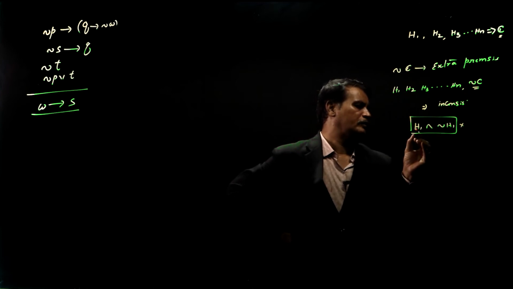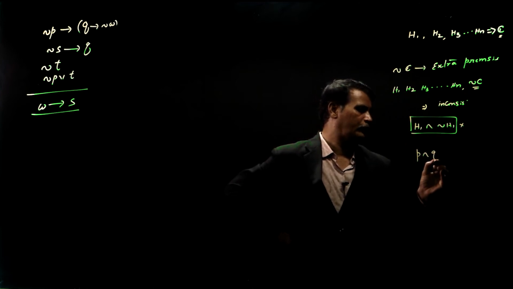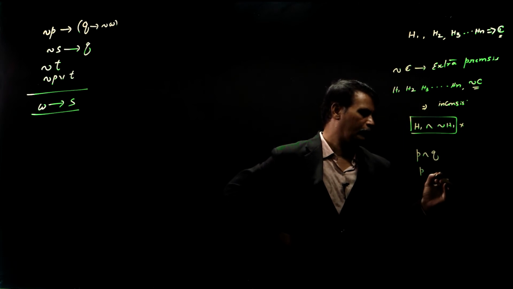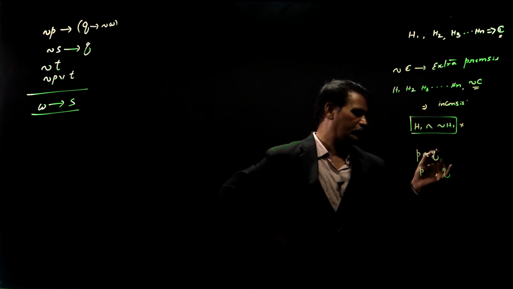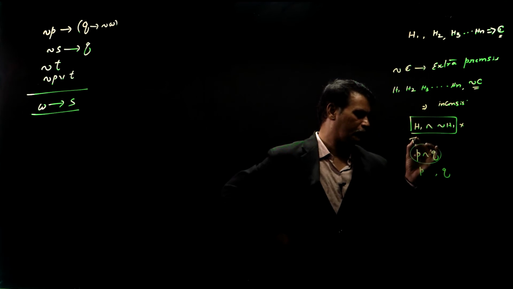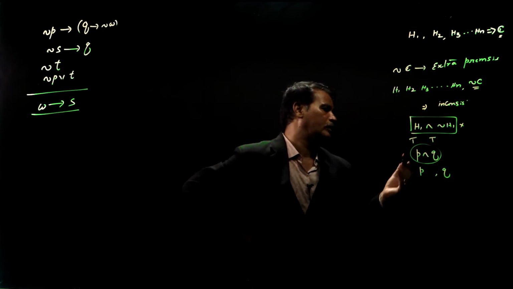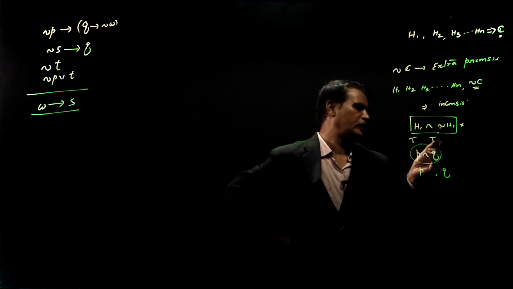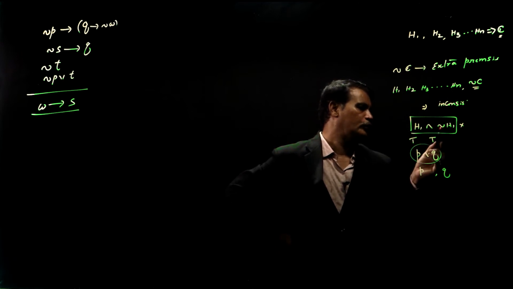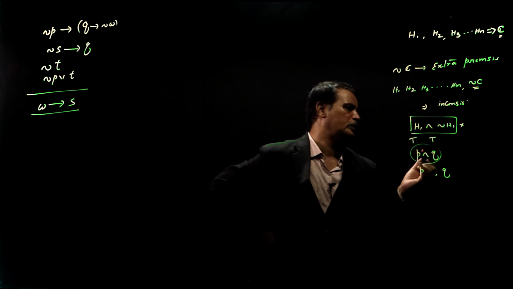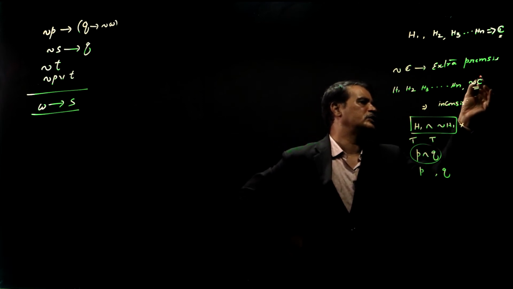Contradiction means, suppose P and Q is true, what do I say? P true, Q true, then only P and Q is true. So at a certain stage, if you solve the problem and you get steps like H1 and negation of H1 both true, this is not possible. That means, what is your assumption?